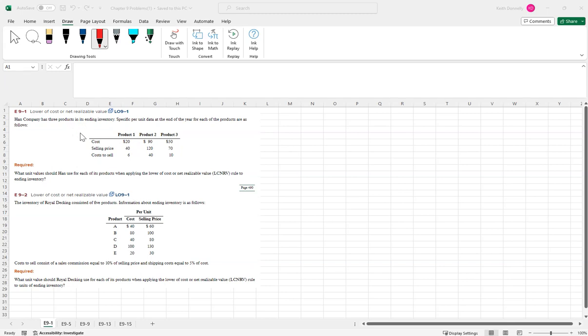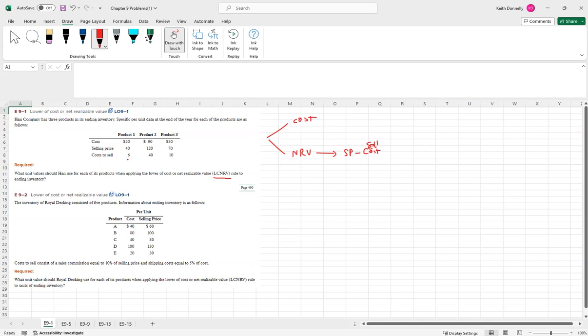Okay, so we have a company that has 3 products and its ending inventory 1, 2, and 3. They give us some information: cost, selling price, selling cost. They want to know what we should value these at if we use the lower of cost or net realizable value. So what we're comparing here is essentially cost with NRV, where NRV is going to equal our sales price minus any selling costs.